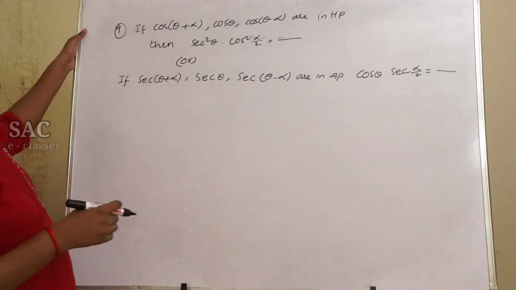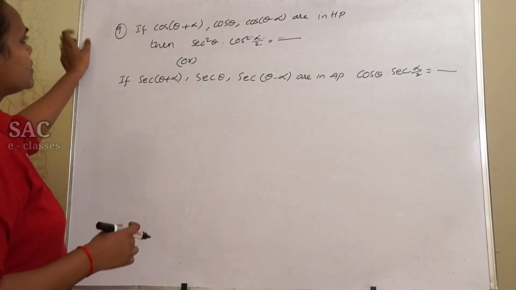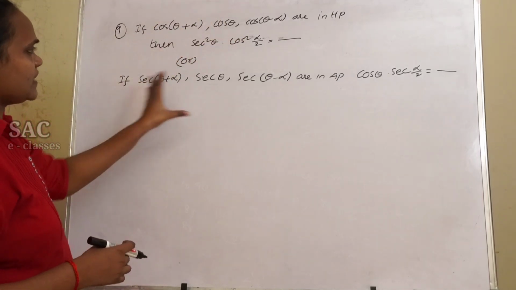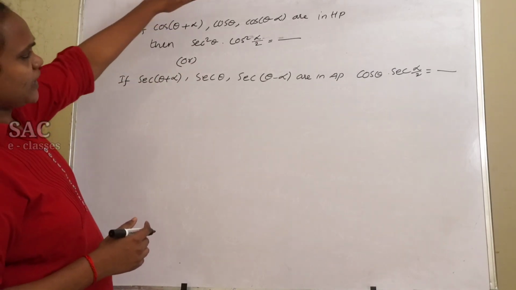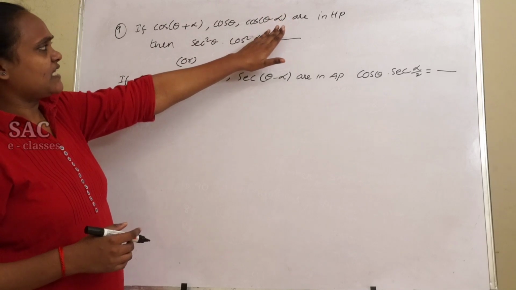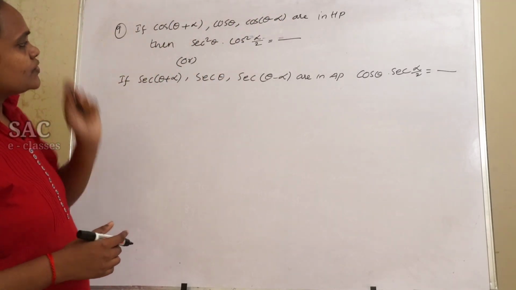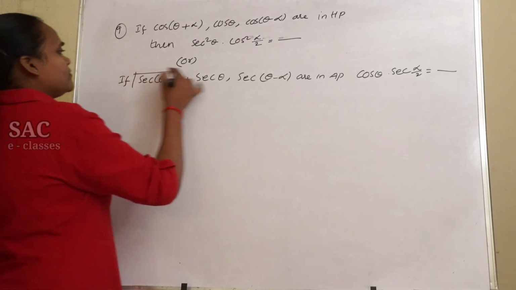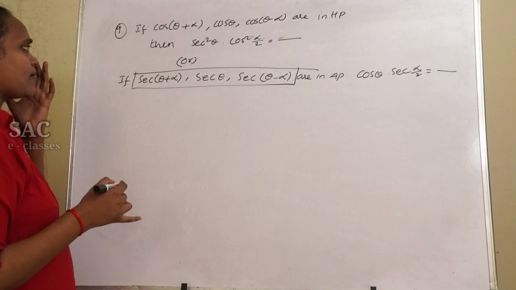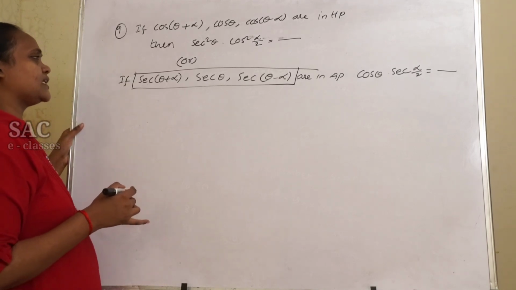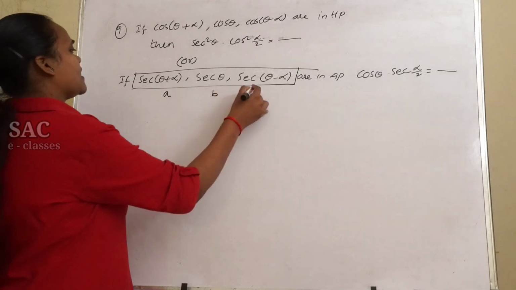This problem they have given in EAMCET 2018, which is very very important. It may be in HP or in AP, in what way? Both are same. HP, we know that if any three terms are said to be in HP, their reciprocals are in AP. So I am taking the terms, which are secant of theta plus alpha, secant theta, secant of theta minus alpha. Let me take these as A, B, C.